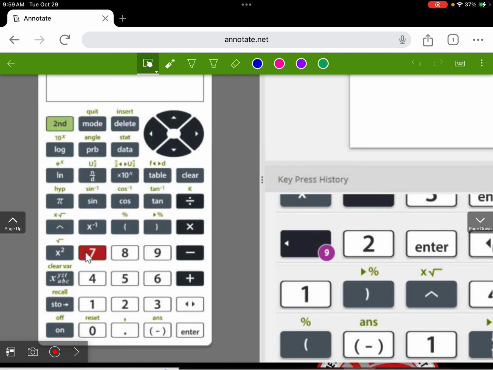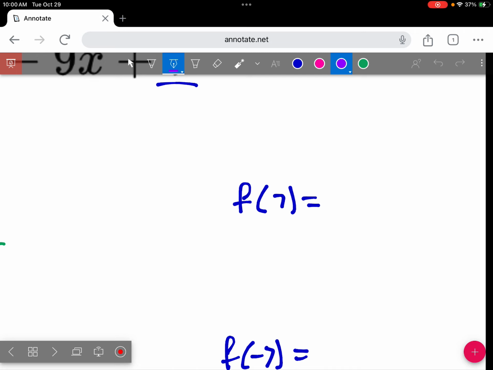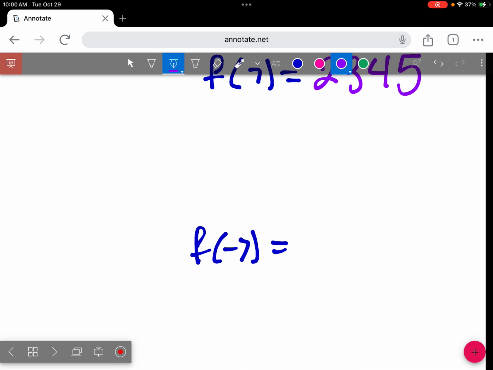Plus 7, right? Type it in. You get 17. Do 7 and negative 7. What values do we get? Is this supposed to be a really big number? It may be a big number. Yeah, that's what I was saying. Yeah, I was right. 345? Yep, that sounds right. What do we get for negative 7?